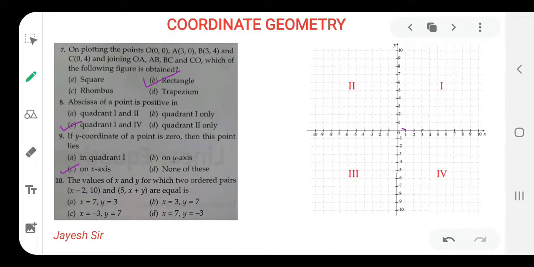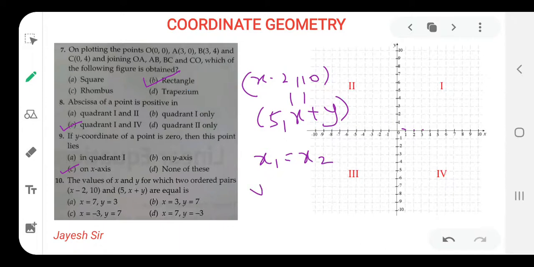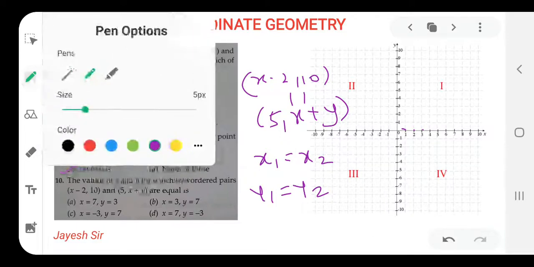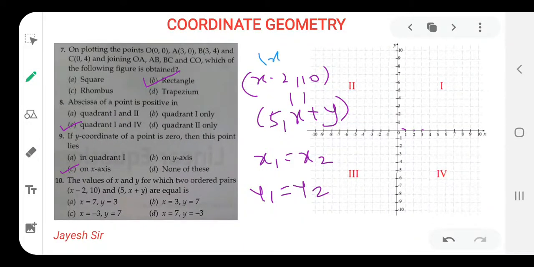So let us begin with the last MCQ for the day, that is the values of x and y for which two ordered pairs, x minus 2 comma 10 and 5 comma x plus y, are equal. That means these two values are equal. Here x1 equals x2 is given and y1 equals y2 is given. So as per our coordinate system, how are we writing, friends? This is x1 comma y1 and this is x2 comma y2. I hope you all are getting it.